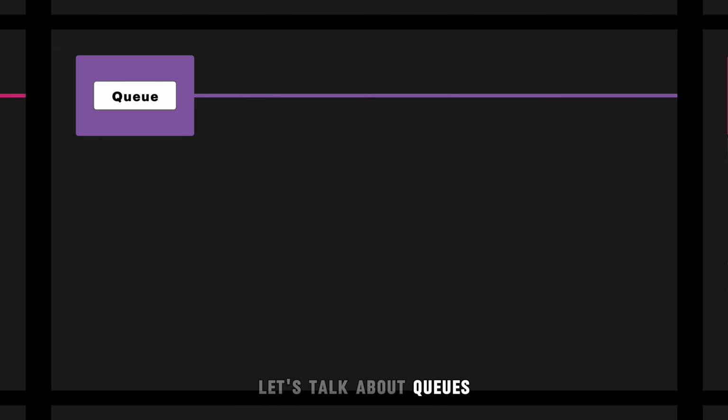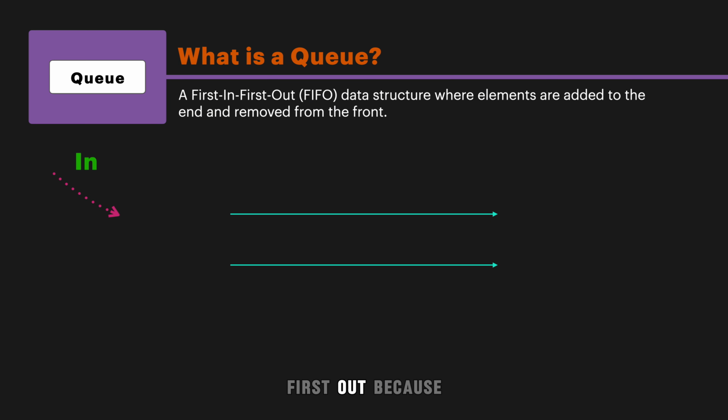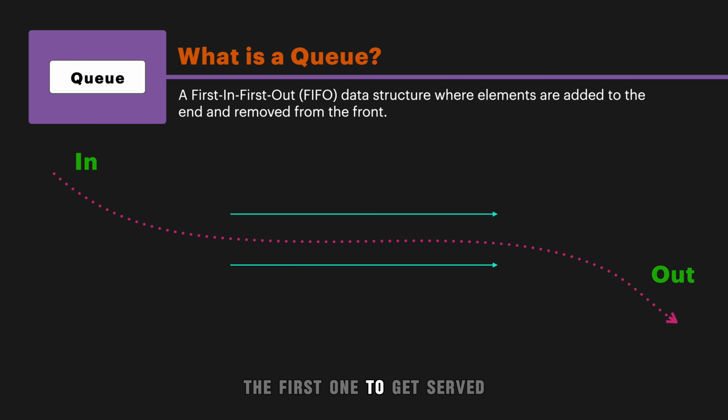Let's talk about queues. Imagine you're standing in a line, that's a queue. It's called first in, first out because the first person in line is the first one to get served.